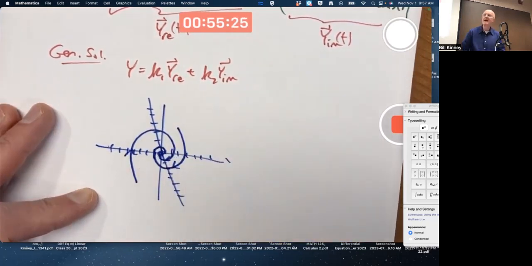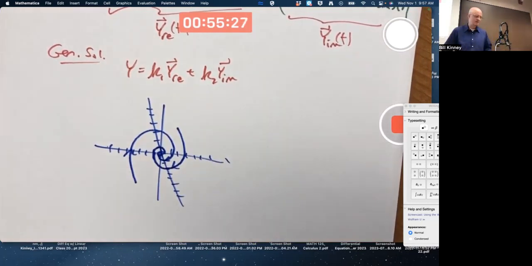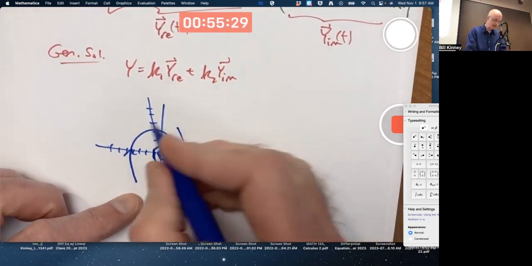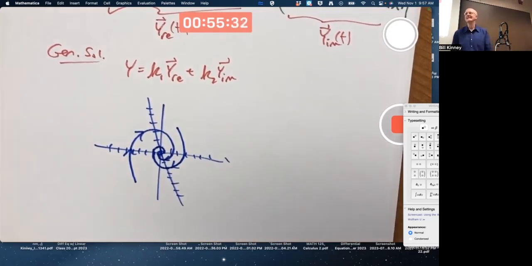The origin's a sink, but now it's called a spiral sink. Oh, they're beautiful. Spiral sink. There's oscillation, that's underdamping. This is an underdamped harmonic oscillator, not much damping relative to the size of the spring constant and the mass.